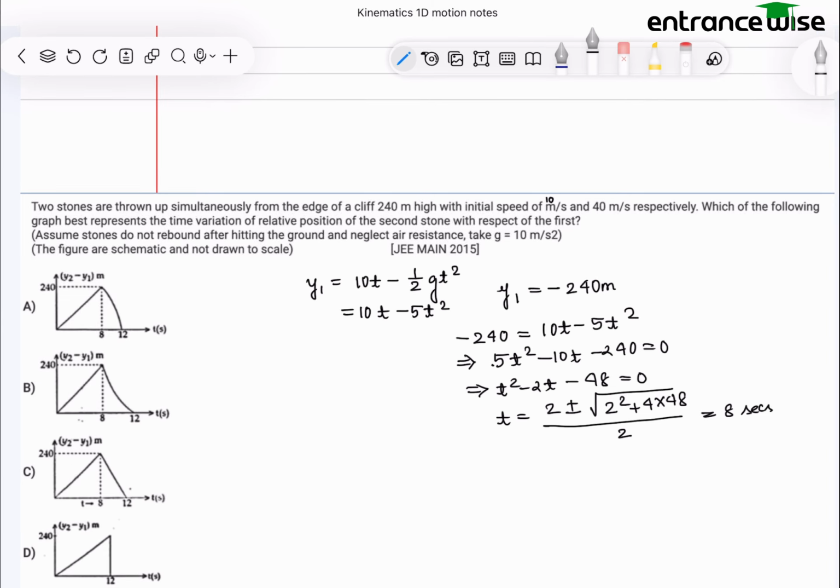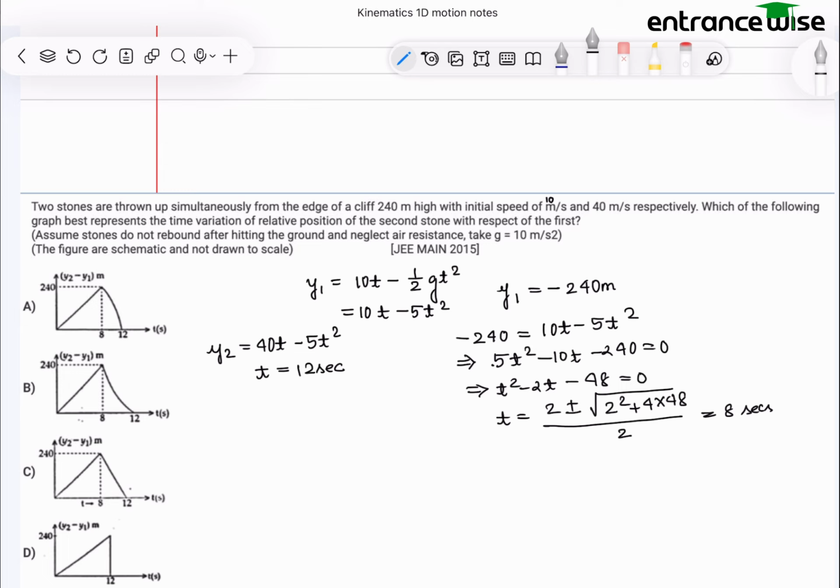Similarly, the displacement equation for the second stone is y2 equals 40t minus 5t square. So by solving this equation, we get the value of t as t equals 12 seconds. Similar to this kind of quadratic equation.